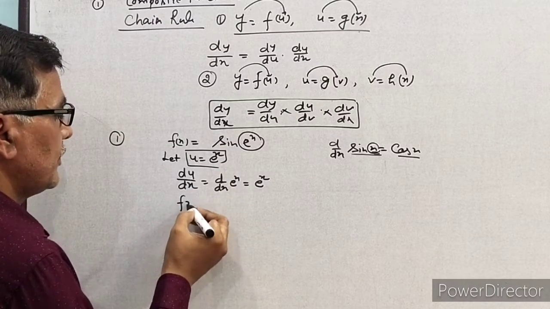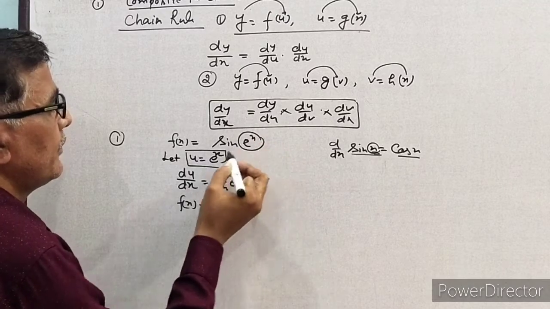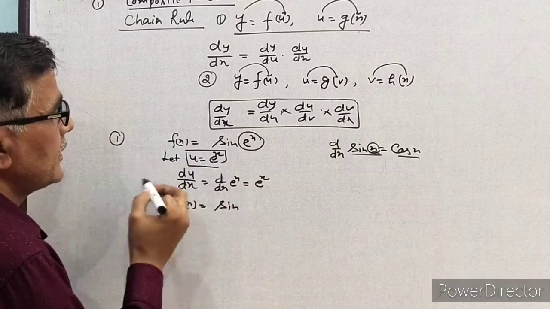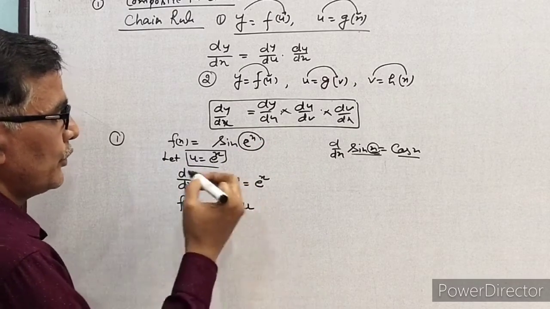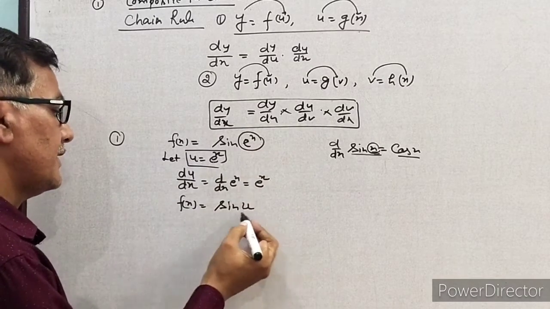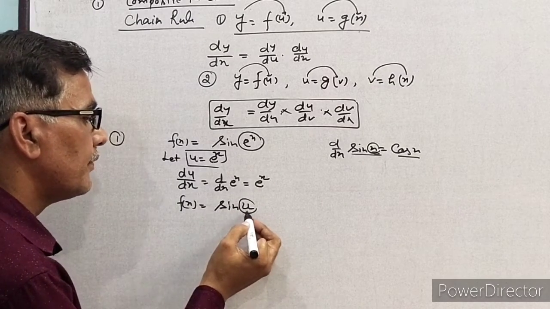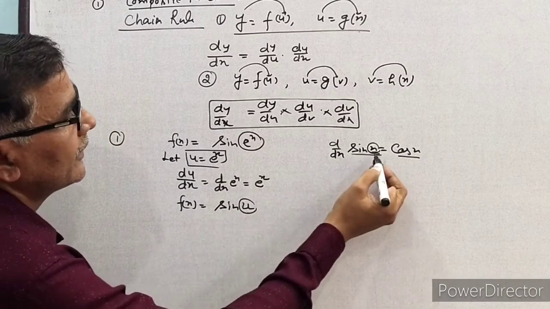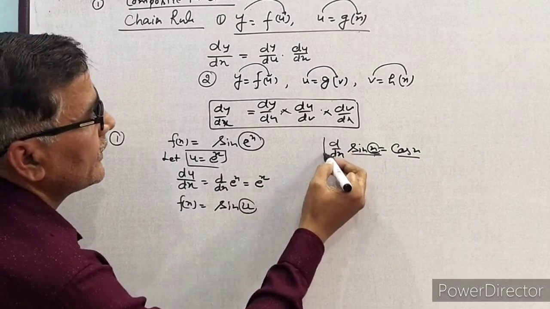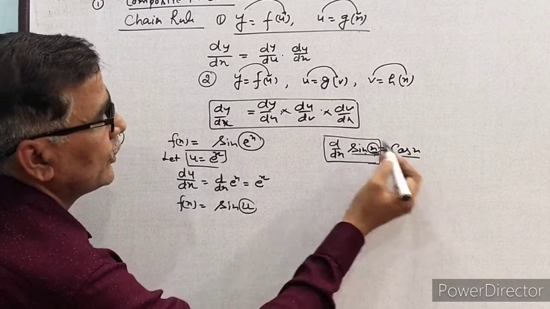Now f(x) is equal to sin(e^x), and we have considered e^x as equal to u. So we can put u in the place of e^x. Now differentiating this with respect to u. Why? Because this is a function of u, not x. Similarly, we can differentiate, as here d/dx of sin x is equal to cos x.